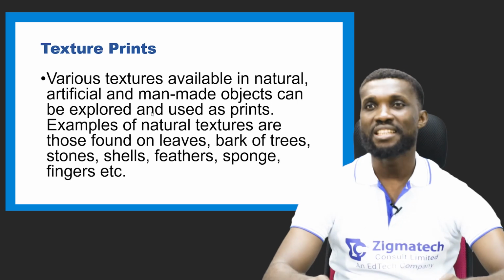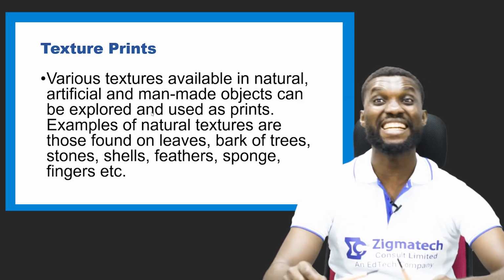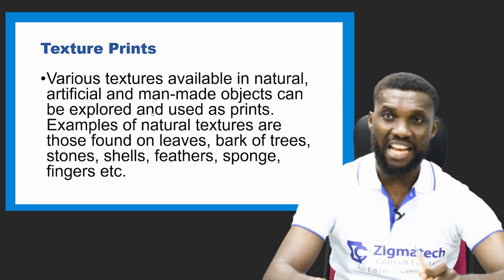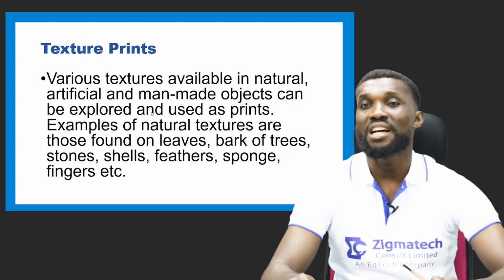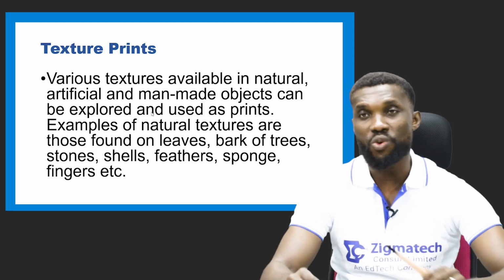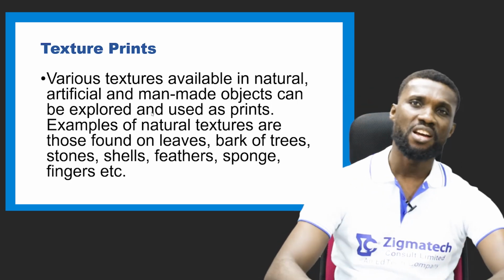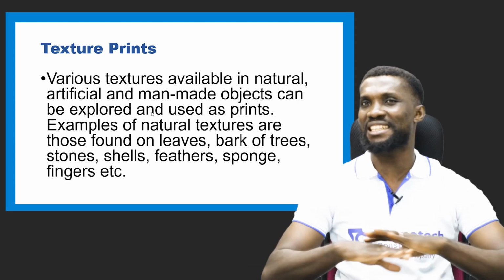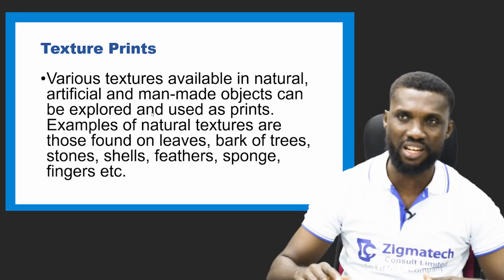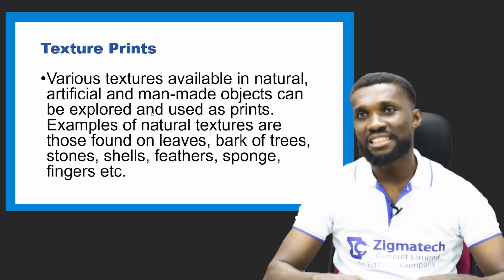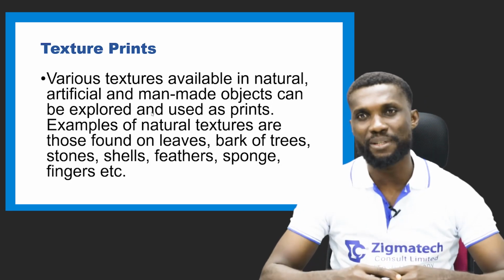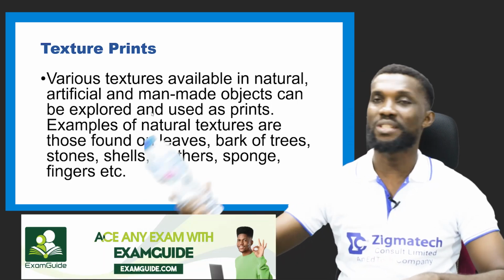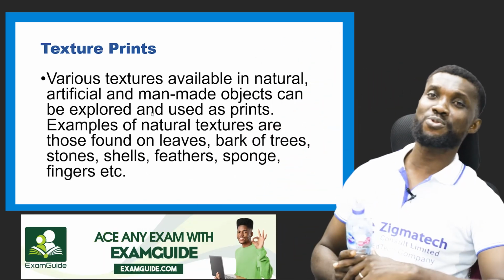Now, texture printing. There are various textures available in natural, artificial and even man-made objects, and they can be explored and used as what? Printing surface. What do I mean by that? When I say there are textures available in natural, artificial and man-made objects that can be explored and used as printing, what I'm saying is you can use anything to print. You can print with this. You can print with your shoe sole.